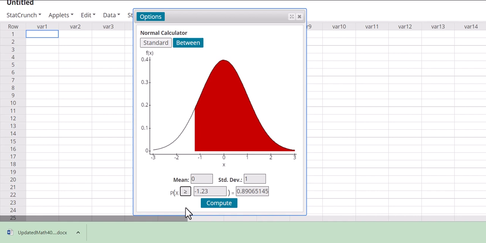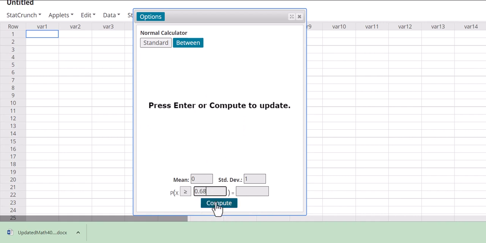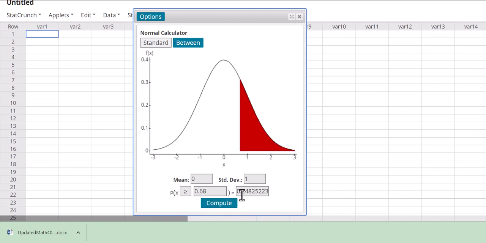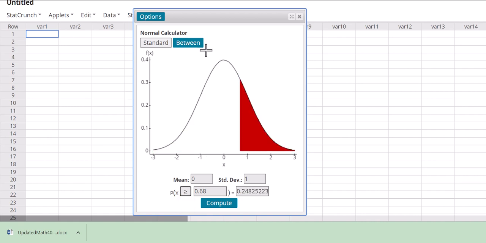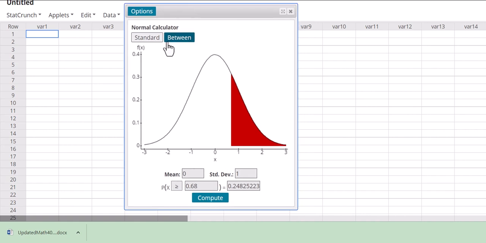So when we were doing to the right of 0.68, I can just put 0.68 and compute, and it gives me that one, right? So then this one's a little bit nicer because then I don't have to do 1 minus. The table's always giving me the area to the left. With StatCrunch, you can choose if you want the area to the left or to the right. So StatCrunch is pretty nice about that.